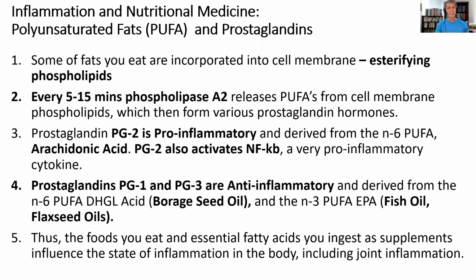So again, the polyunsaturated fats are esterifying the phospholipids in your cell membrane. Phospholipase converts some of those polyunsaturated fats into these mini hormones, let's call them prostaglandins. And of course, prostaglandin series 2 produces a lot of inflammation, and you make prostaglandin series 2 from arachidonic acid. Arachidonic acid is found in large quantities in a lot of common corn oil and seed oils: sunflower seed oil, safflower seed oil, mixed vegetable oils. Whereas prostaglandin series 1 and series 3 are very anti-inflammatory. And so borage seed oil and flaxseed oil and fish oil help to produce more of the anti-inflammatory prostaglandins, as you likely know. So the foods a person eats, in terms of polyunsaturated fats, have a huge effect on their body, including joint inflammation.